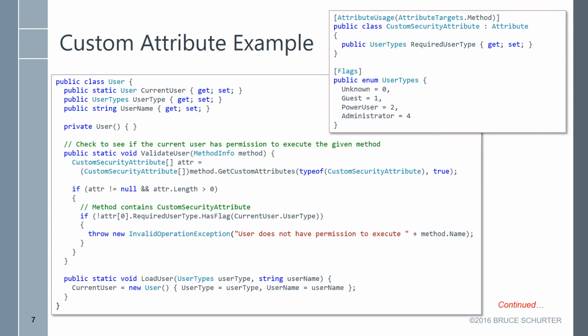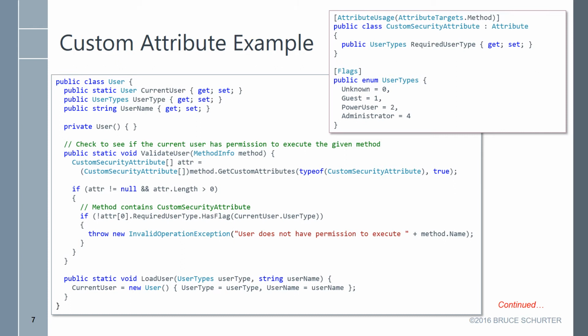Then I have a user types enum value, which indicates the privileges that this particular user has. So for instance, if we want to say that this is a power user, it would be set to power user. Or if it was both power user and guest, it would be power user OR guest. Then finally, we have the user's name as a third property.